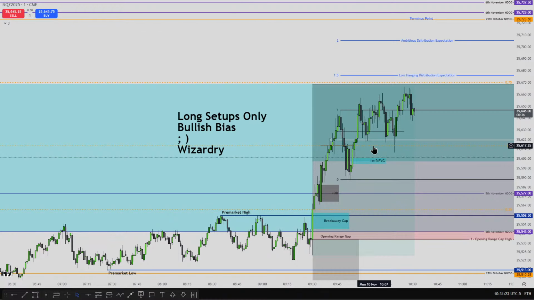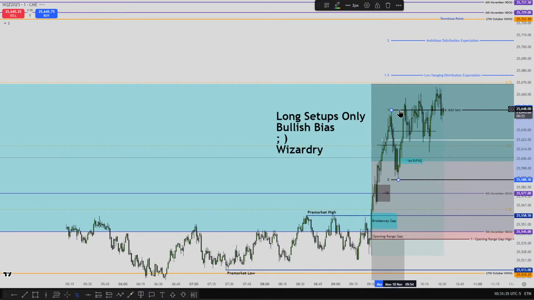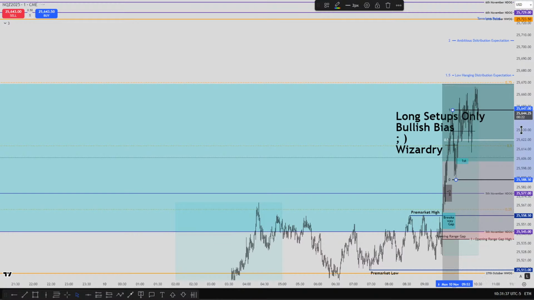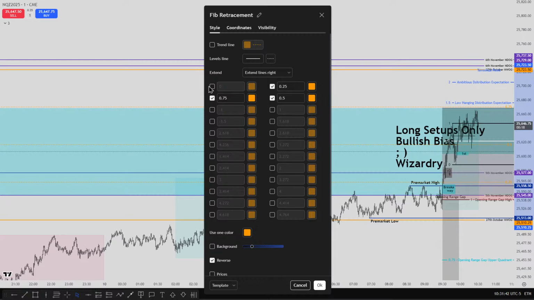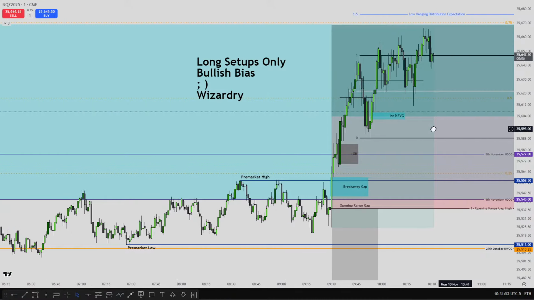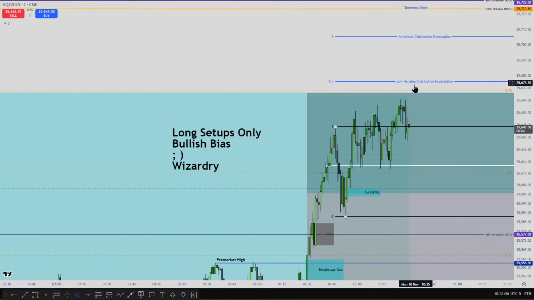You said 1022 order block on the 0.75 of the 24th to 27th October is a new week. Really? I don't think so. Because the upper quadrant's up here.